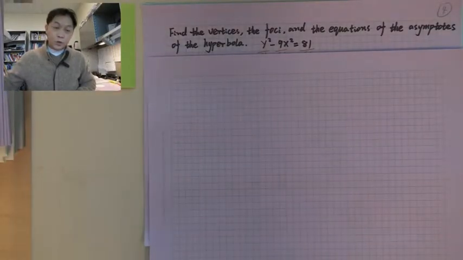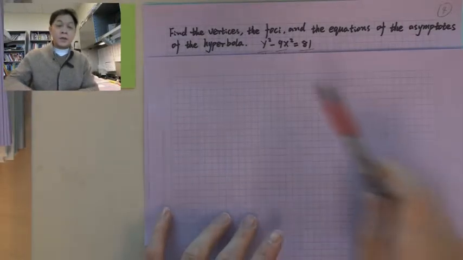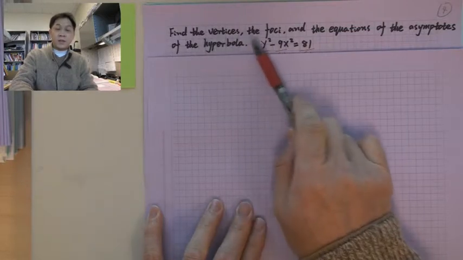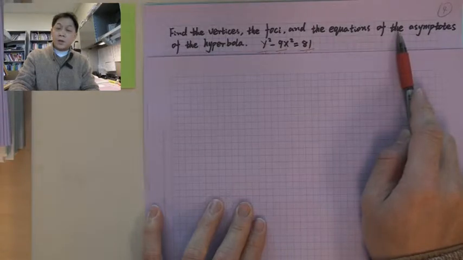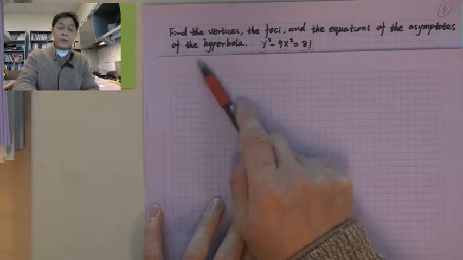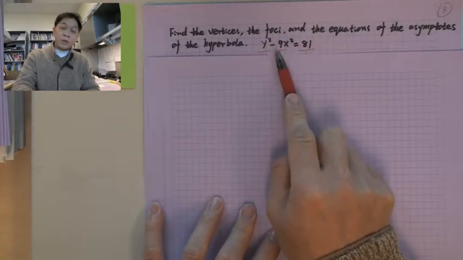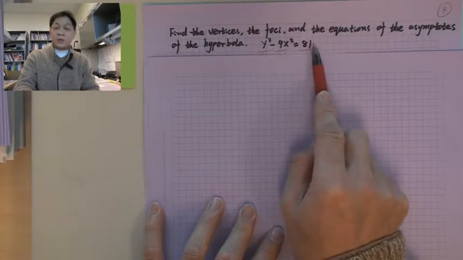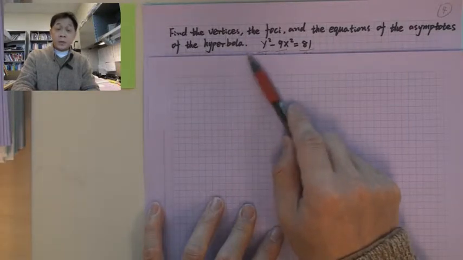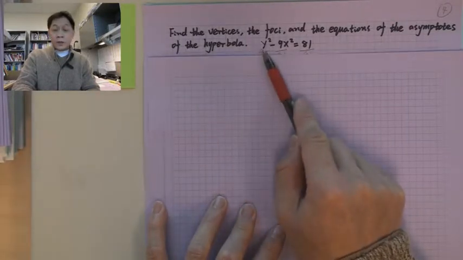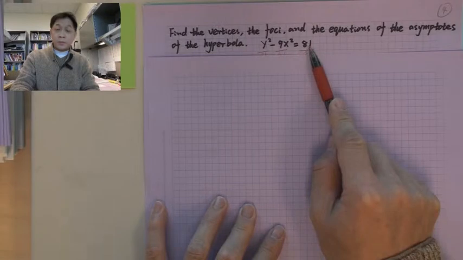In this lecture, we'll talk about examples of hyperbolas. This example says: find the vertices, the foci, and equations of the asymptotes of the hyperbola. You see, this equation is y squared minus 9x squared equals 81. This is not a standard form of hyperbola. So you want to identify the standard form, then the right-hand side has to be 1.